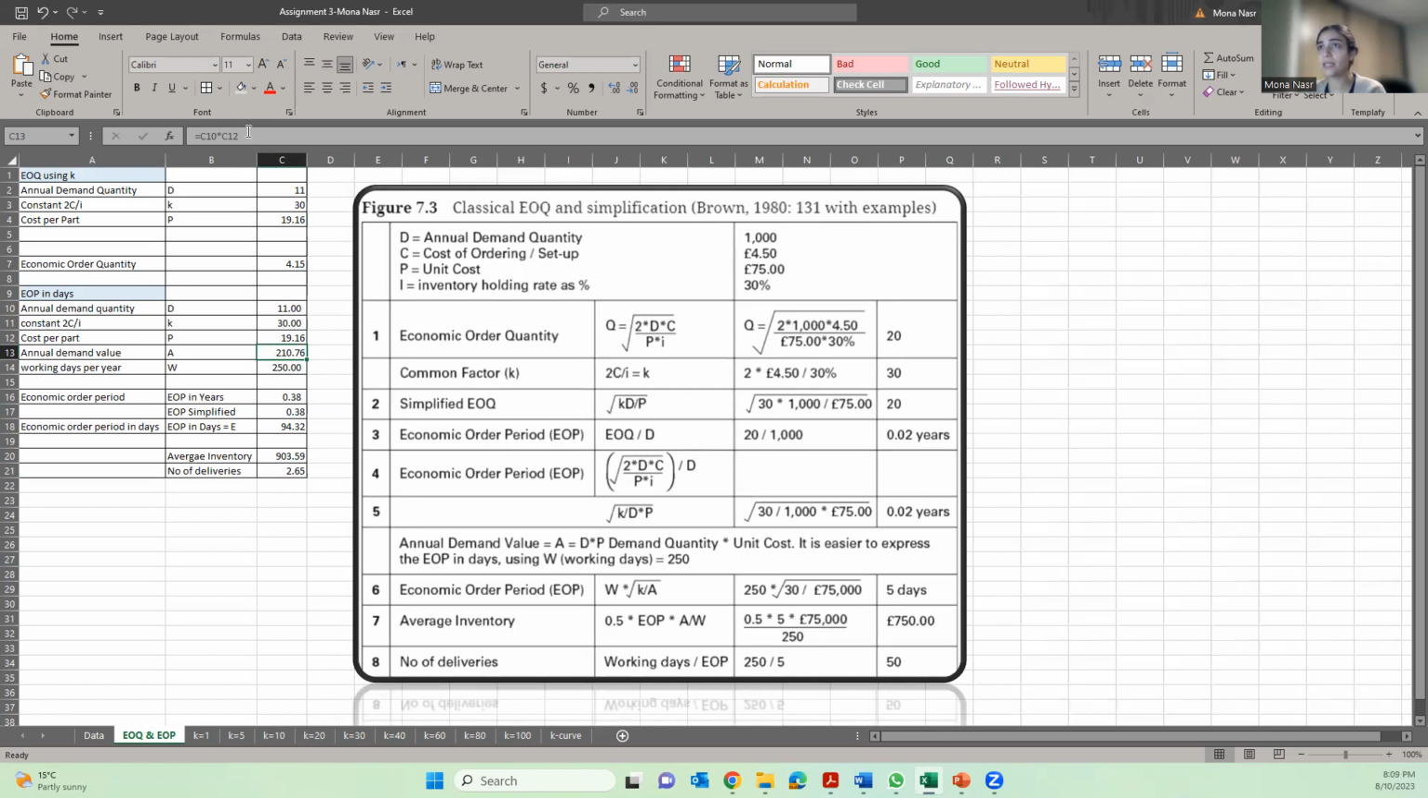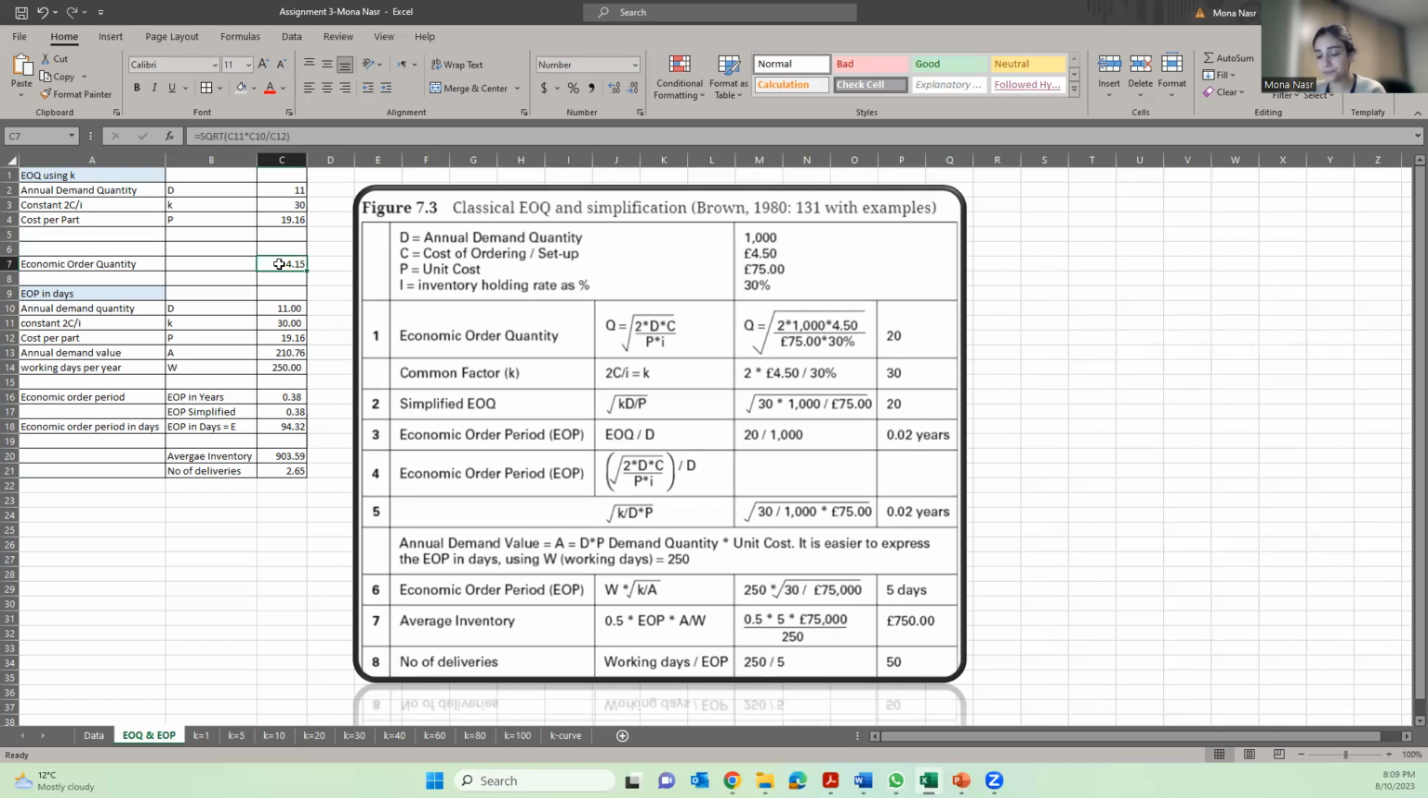So let's see this formula. The formula is annual demand quantity times cost per unit, which is going to be 210.76. After that, we're going to calculate EOQ. As you can see, here is the formula. And here we also have the formula of EOQ, which is 2 times D times C divided by P times I.